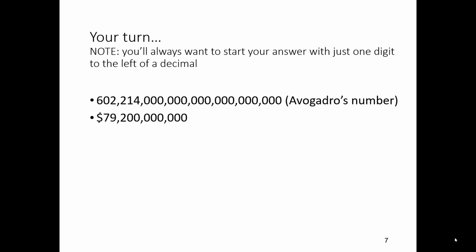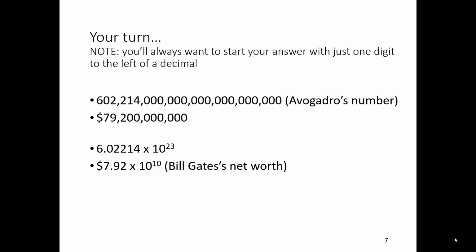All right, let's see how you did. So for that first number on the top, you should have written 6.02214 times 10 to the 23rd. And then for the second number, you should have gotten 7.92 times 10 to the 10th dollars.